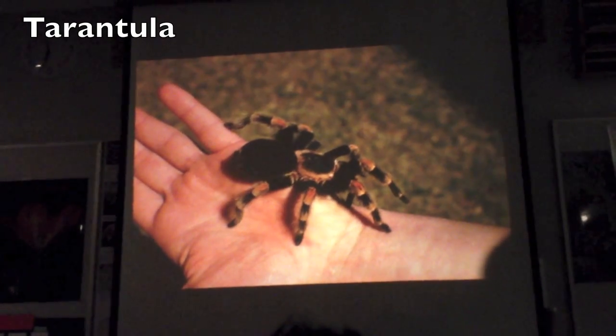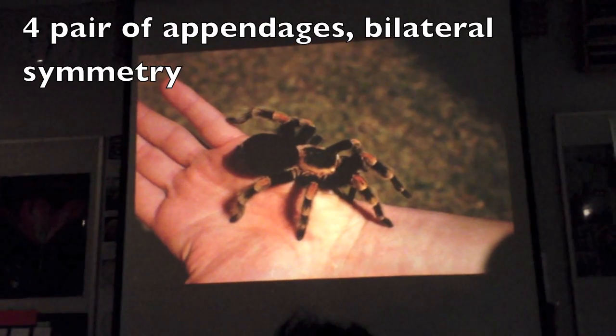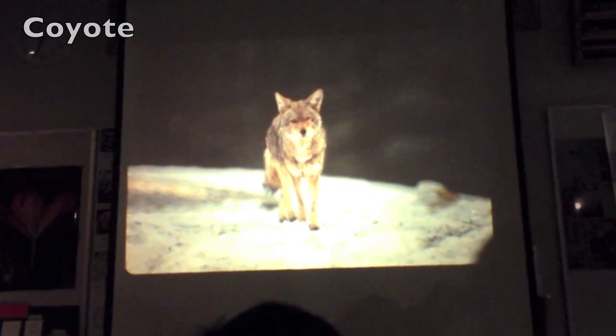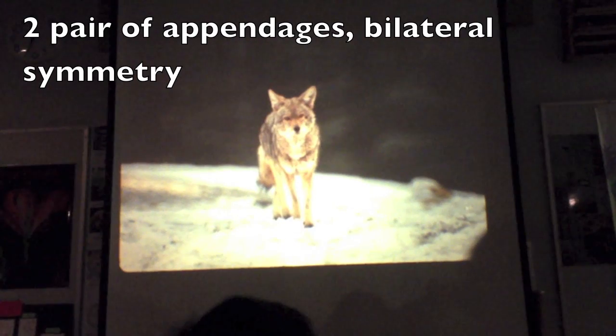Tarantula. How many pairs of appendages? Four. Coyote. How many pairs of appendages? 2. You guys are dead.